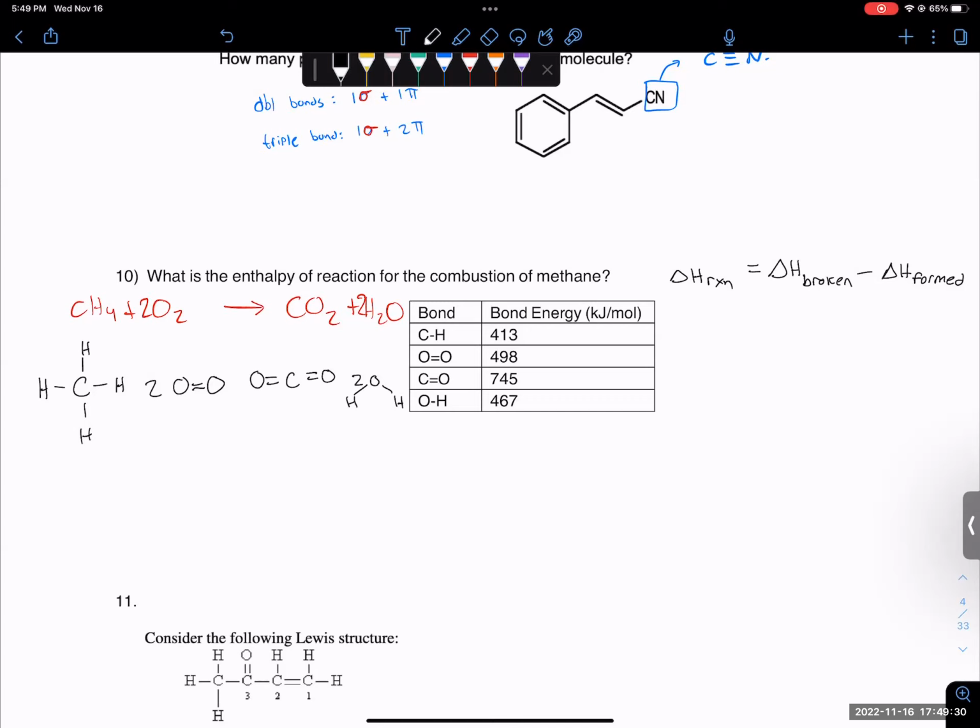So let's see how many carbon hydrogen bonds are being broken here. Are there any carbon hydrogen bonds on the right side? So no. Are there any carbon hydrogen bonds on the left side? How many?